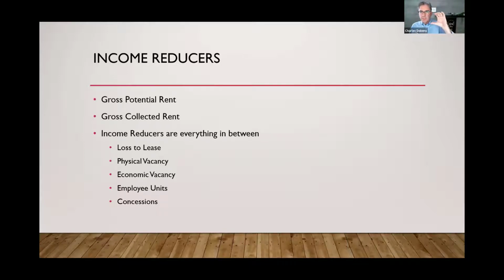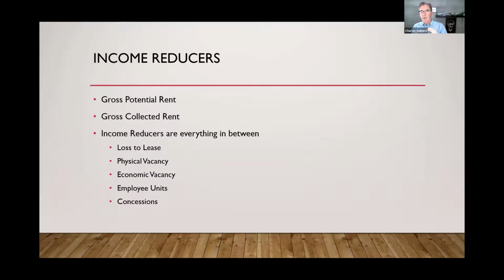So the difference between the gross potential and the gross collected are categories of income that we call income reducers. They bring you from never land to reality. And by breaking it up and giving them different names, you know what's going on at that property. You know how to manage that property the right way.